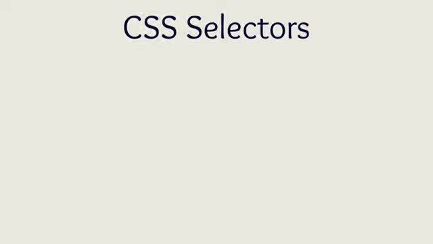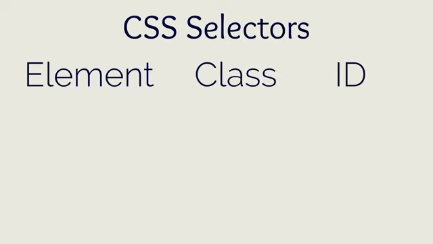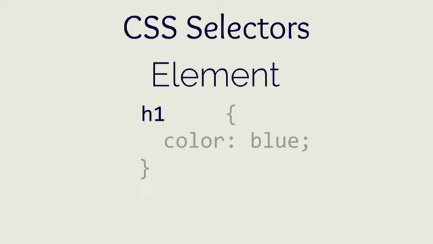Now that we have the syntax out of the way, let's focus on the various selectors. CSS contains many different types of selectors, but the main selectors are element, class, and ID selectors. We've already seen the element selector in the previous example of turning all H1s blue. Any HTML element can be used as a selector, and the styles defined for that selector will apply to all HTML elements of that type.